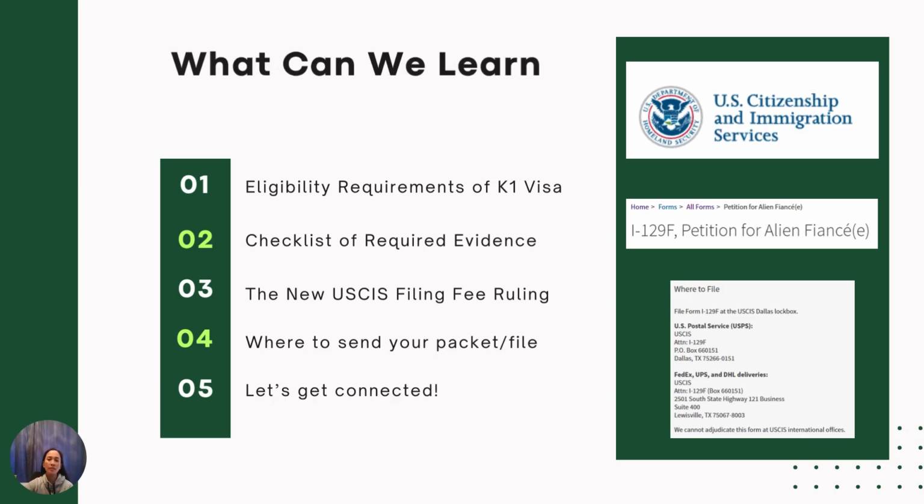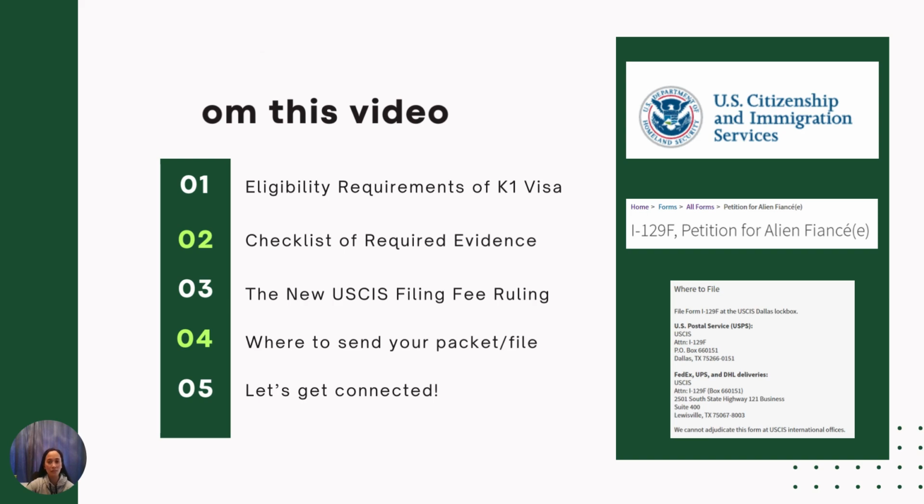So what can we learn from this video? We are going to be discussing the eligibility requirements of the K1 visa, the checklist of required documents or evidence of relationship, the new USCIS filing fee effective April 1, 2024, and where you are going to send the packet and the correct mailing address. And let's get going from there.